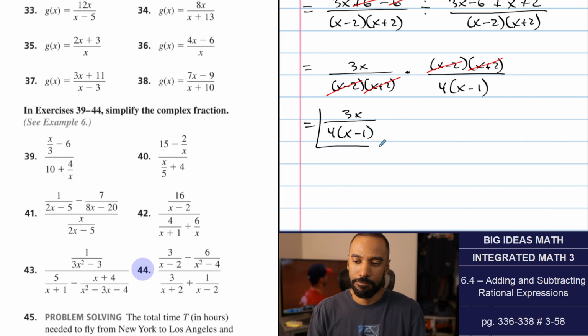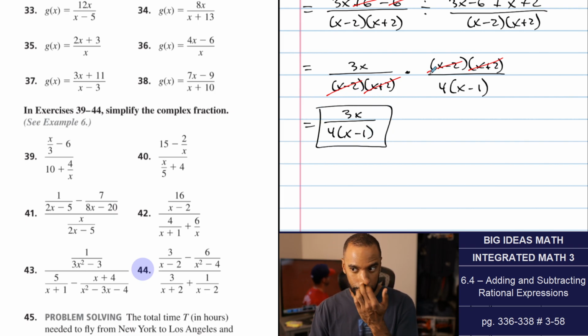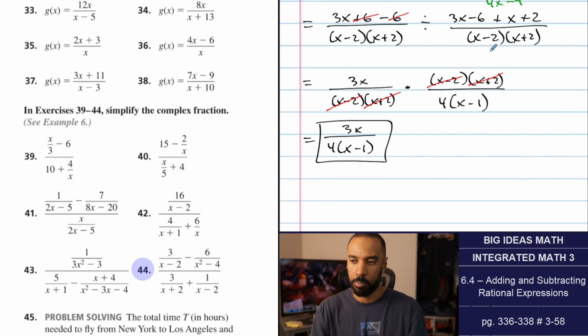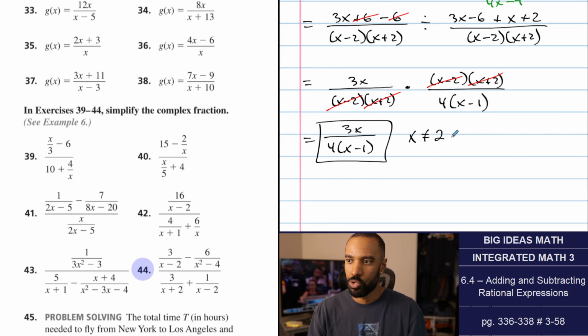Now, everything that canceled were also our restricted values, right? They were in the denominator at one point, all that kind of stuff. So x cannot equal 2 or negative 2, plus or minus 2.